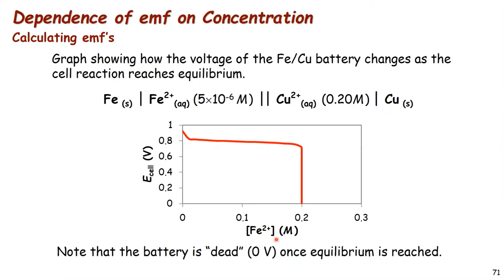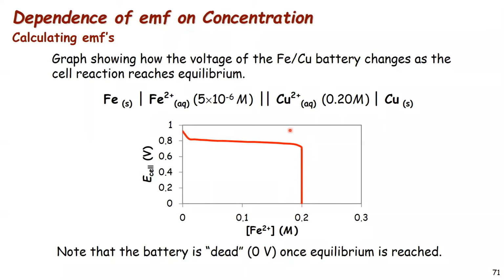So again, this is in terms of the concentration of iron 2 plus. I should make it in terms of the copper 2 plus, because that's really what's running out here. This is weird. But anyway, what we're seeing here is that the concentration of the copper is dropping, while the concentration of the iron is increasing. But basically, we can see that the battery remains at a constant voltage, and then all of a sudden drops off completely at the end.